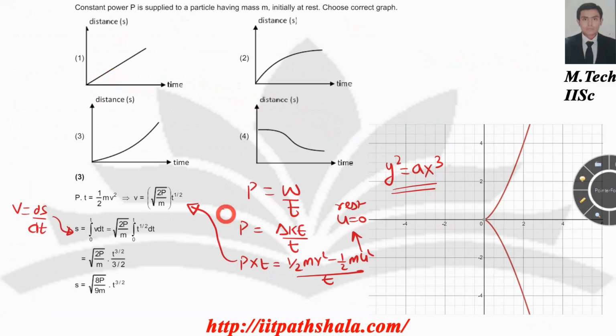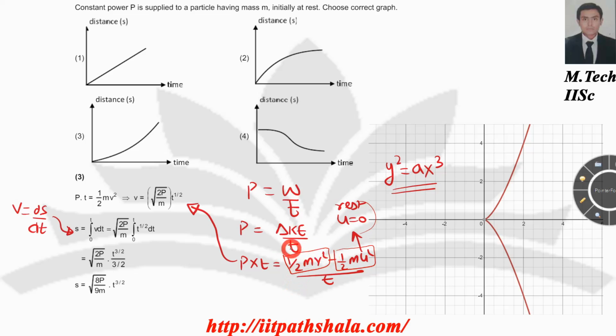Now let us move to the next question, which says you have a constant power supply to a mass m which was initially at rest. You have to choose the correct graph. Now as you know, power is nothing but work done per unit time, and work done is given by the work-energy theorem, the difference in kinetic energy. Initially my mass is at rest, so kinetic energy final minus kinetic energy initial, where the initial kinetic energy is 0, so I am left with my final kinetic energy.